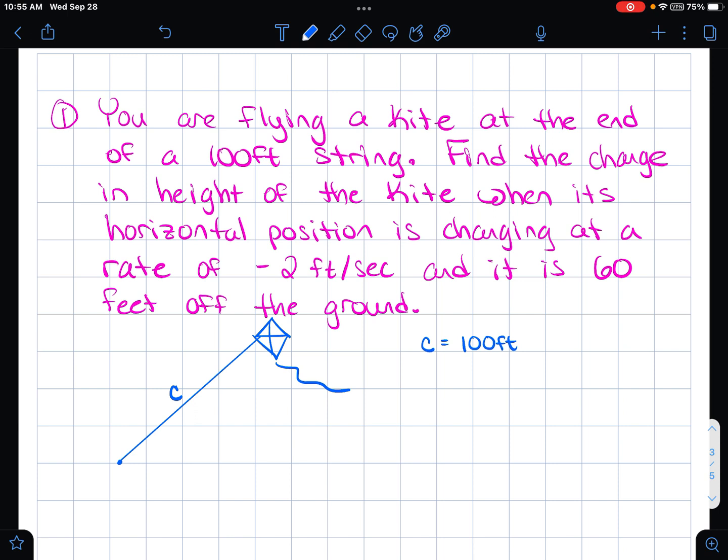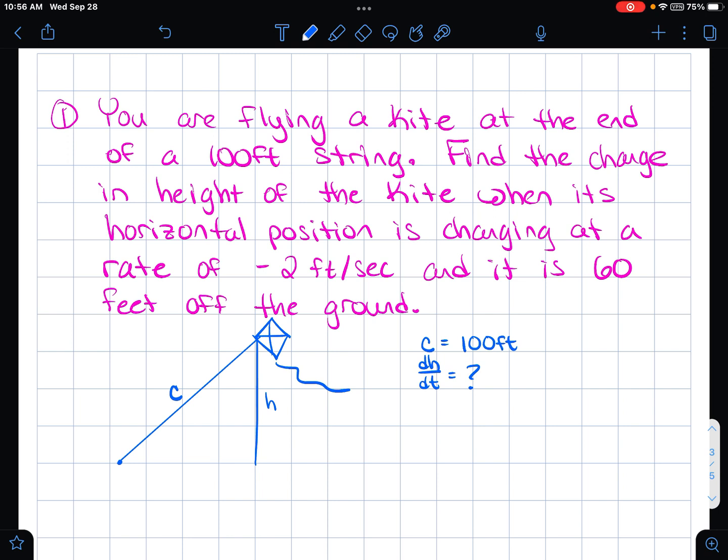Okay, the question says, find the change in height. So the variable for that is change in height, change in time. dH dt is what we're looking for. So I'm going to call this the height then.